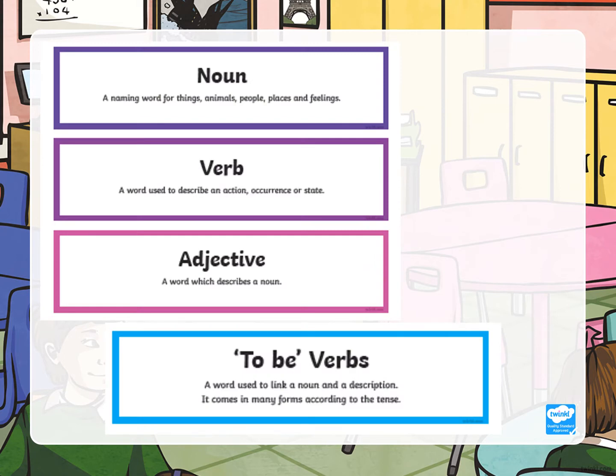Here are some of the ones that hopefully you have written down. So the first one we've got is a noun. A noun is a naming word for things like animals, people, places, and feelings. Verb, a word used to describe an action, occurrence, or state. An adjective, a word which describes a noun. Then also we've got the to be verbs. People often forget these ones. A word used to link a noun and a description. It comes in many forms according to its tense. For example, was, is.